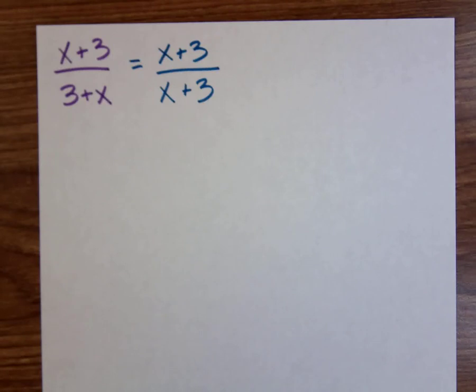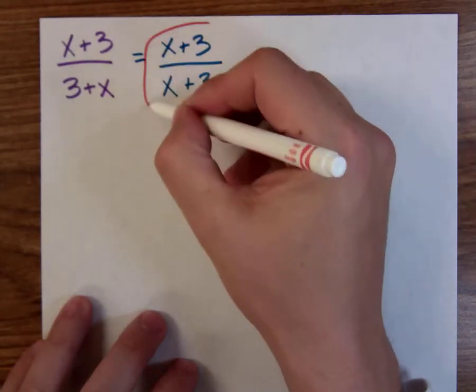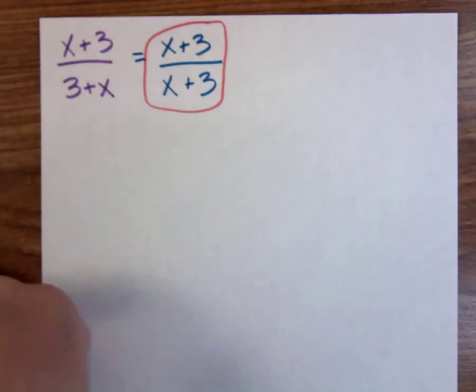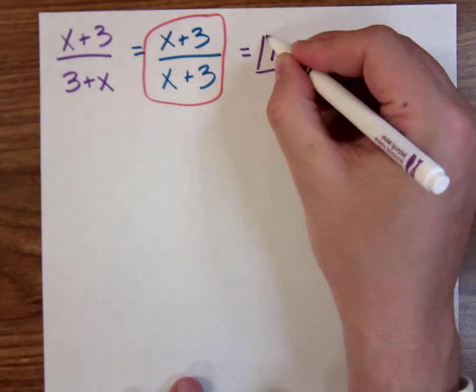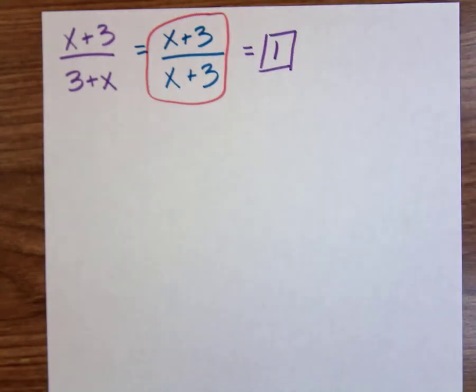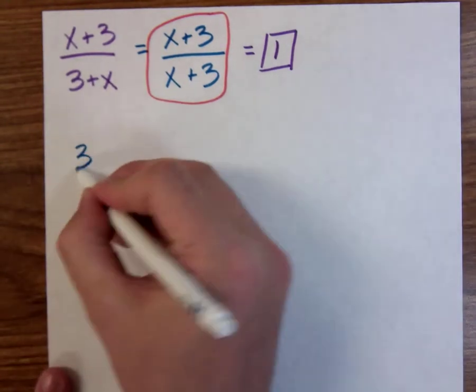So, anything that can reduce here? Yeah, the whole thing. X plus 3 on top and x plus 3 on bottom. What is anything divided by itself? 1. So the answer here is 1. That seems really easy. So let me give you one that looks just as easy as that, but actually has a little trick to it.